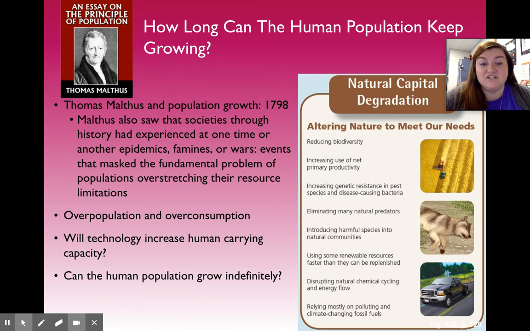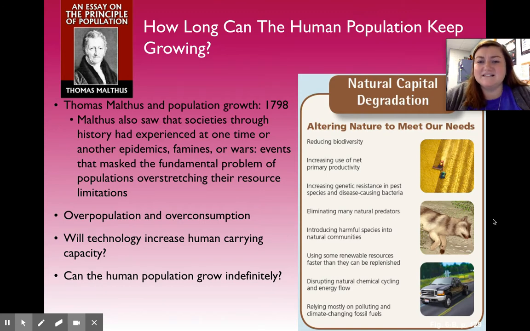So he started asking questions about things that people hadn't really asked about before, like overpopulation, overconsumption. Is technology going to increase human carrying capacity? Are we going to keep innovating and designing and causing people to live longer and things like that to the point where the human carrying capacity just doesn't exist, right? How many humans can the Earth support? And can we edit that number based on our own technology abilities? And then finally, can the human population grow indefinitely? I don't think so.